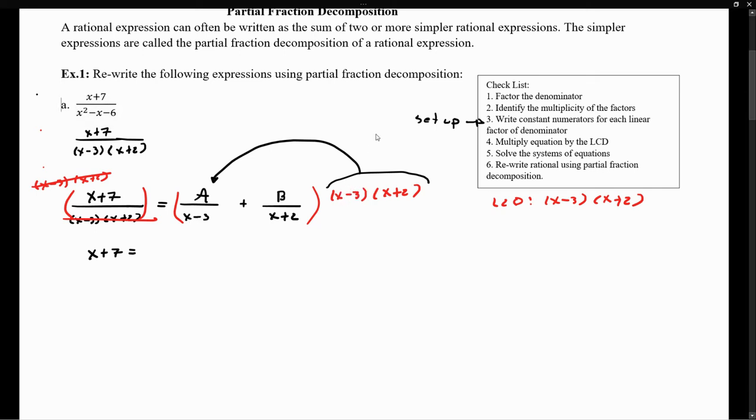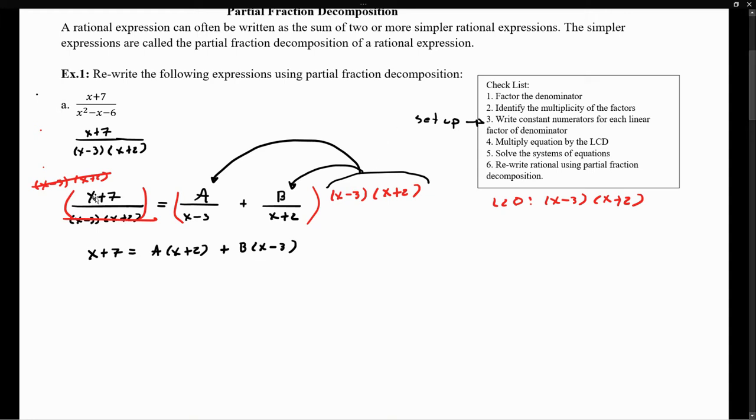So what's going to be left is just A times x plus 2. Plus, let's distribute to the second term. If we distribute to the second term, this x plus 2 on the denominator is going to cancel out with this x plus 2 on the numerator. So what's going to be left is just B times x minus 3. And why are we doing this?